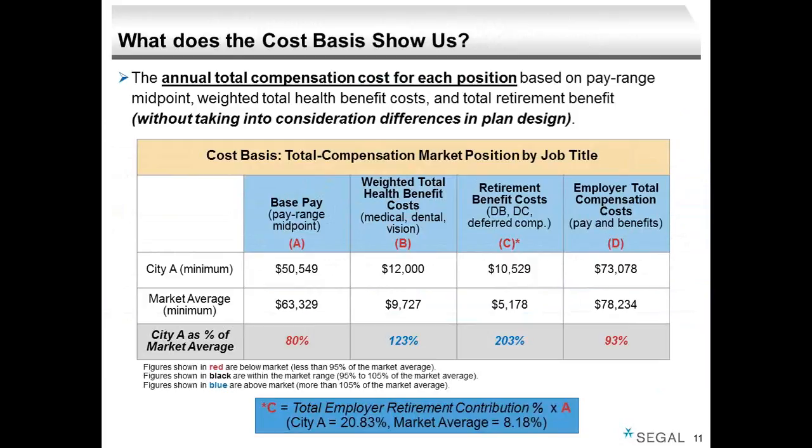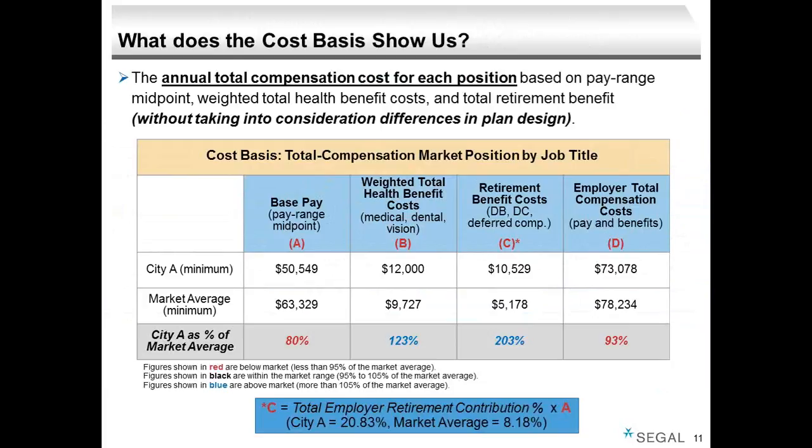So we have these numbers, and then the question is, what do we do with them? How do we compare the total cost for our city versus the market for a particular job? And we do this, by the way, for a series of job titles, depending upon the nature of the survey, the nature of the employee group that we're talking about. So if we're looking at a police group, a public safety group, we would do this for each of the ranked titles by example. This slide shows you the annual total cost for a particular position based upon the pay range midpoint, the weighted health cost, and the total retirement.